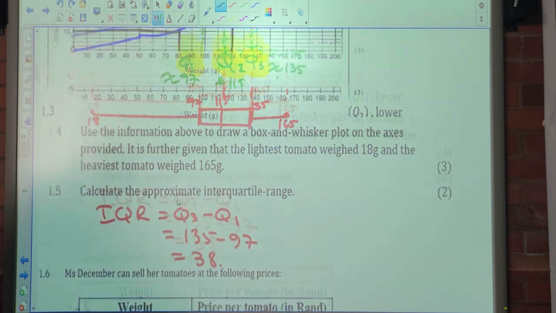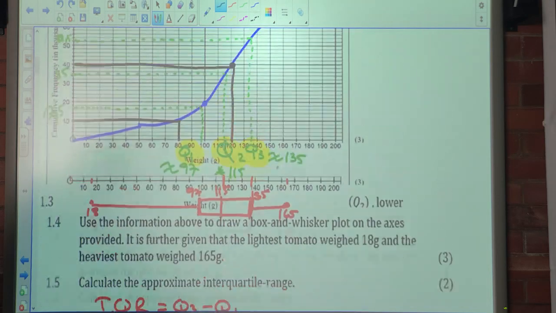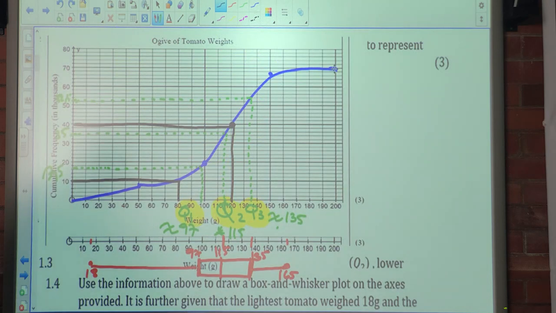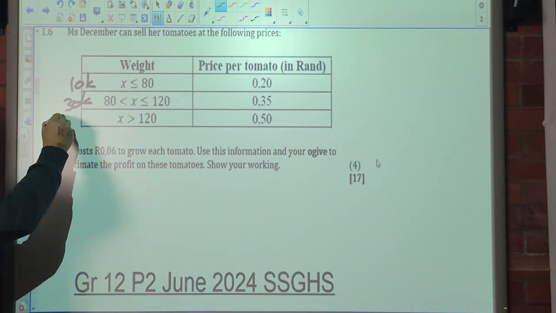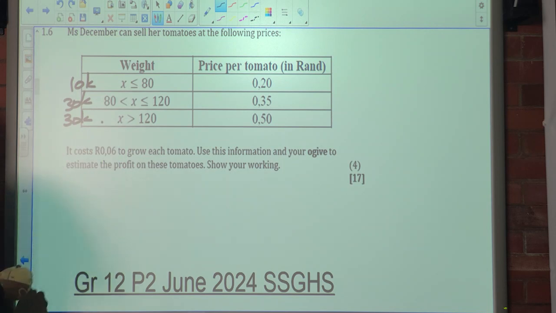And then what are we left with? Anything more than 120, which is this part here. And 120 ends at 70. So it's going to be 70 minus 40, which is 30. So here it's going to be 30,000 tomatoes that are more than 120 grams.